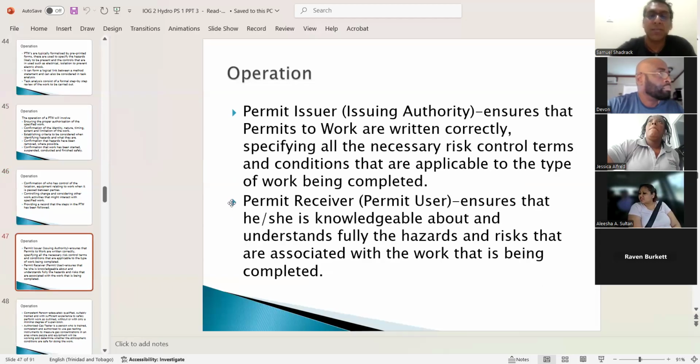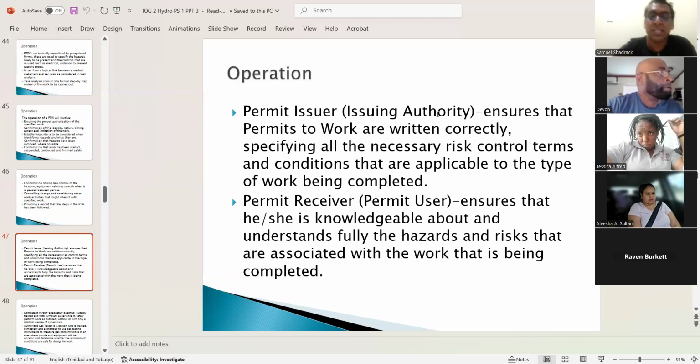So the permit normally has headings like the permit issuer, permit receiver. Again, the permit issuer is the authorized person. They are the ones that issue the permit, and they are the ones that verify the work is completed to the requirements in the permit, and then they would cancel the permit, right?